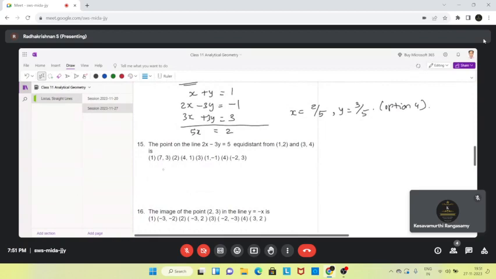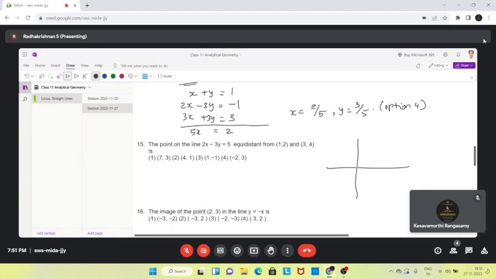The point on the line 2x minus 3y equal to 5 is equidistant from these 2 points. So which is that point? Interesting. See, let us say there is a line 2x minus 3y equal to 5. So its slope is 2 by 3. So we can simply draw it, like slope 2 by 3 means slope is less than 1, less than 45 degrees.